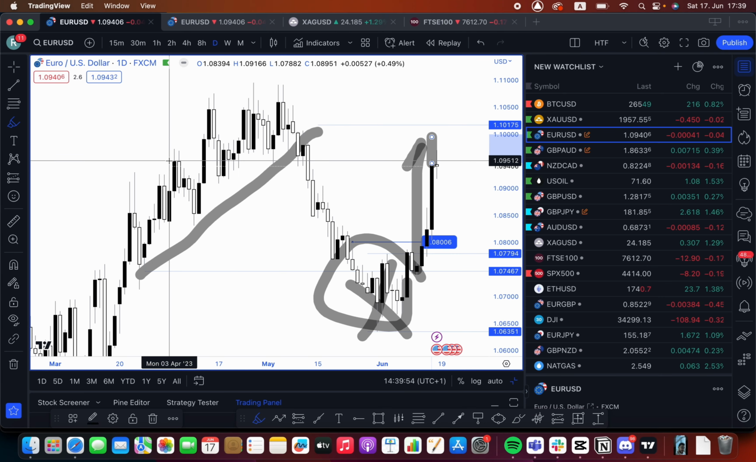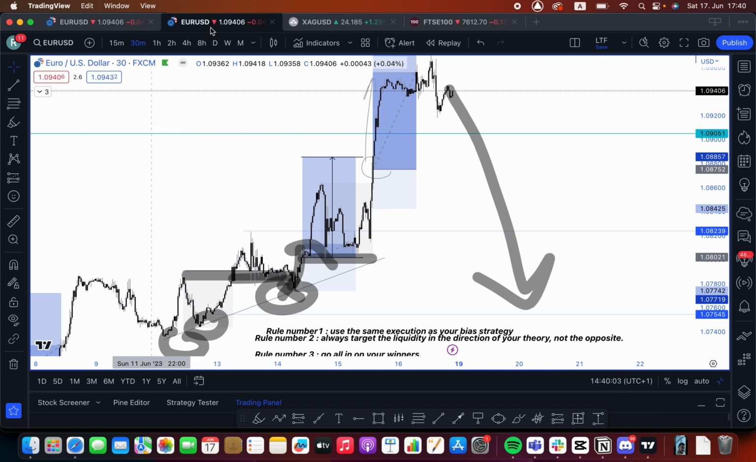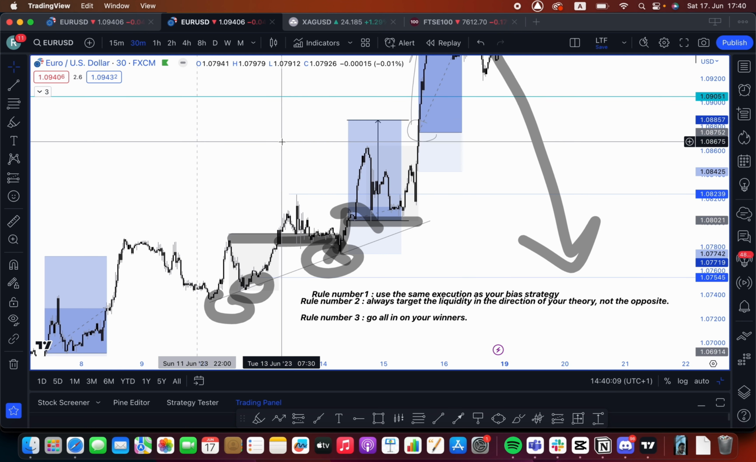Your higher time frame strategy, your theory, your bias. Then use that same strategy, your execution strategy, on your lower time frames to just jump from setup to setup to setup to setup and keep scaling in on your winners. This is rule number 3.